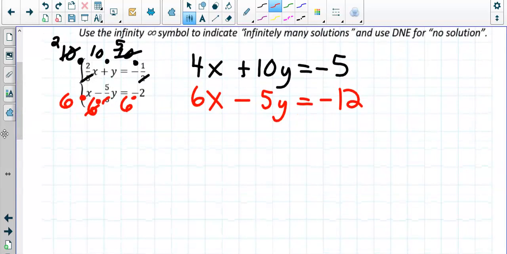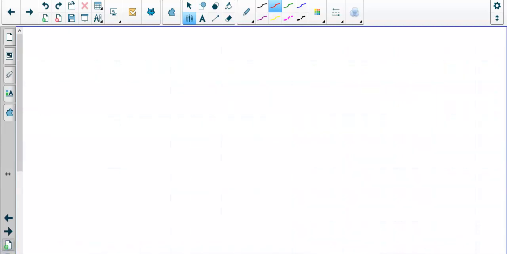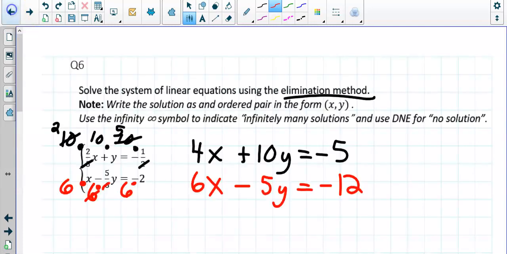Because if I wanted to get rid of the 4 and the 6, I would have turned them into 12, which means I had to multiply both equations. Or I could have turned them into 24. There's lots of different numbers I could have made them both. But the y is easiest because what value can I make both 10 and 5?